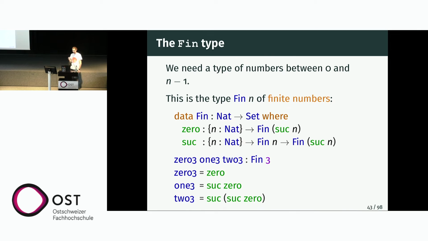And so in order to do that, we need one more type, which is the so-called Fin type of a finite set, so Fin n. This is the type of finite numbers, so all numbers from 0 to n minus 1. The way it's defined is as an indexed data type where the index indicates the upper bound of the finite set. And each of the constructors enforces that we're always below that upper bound.